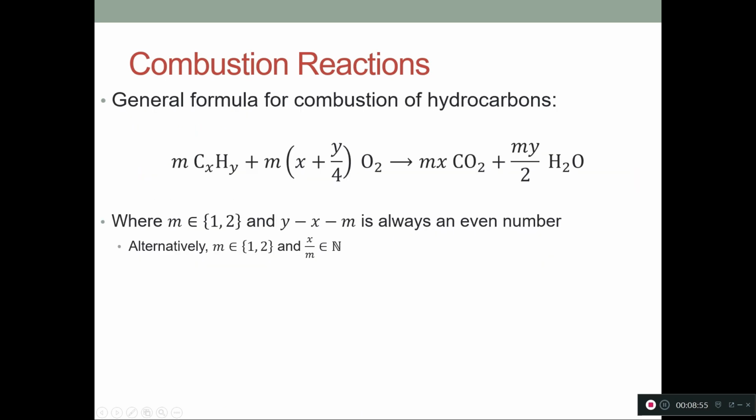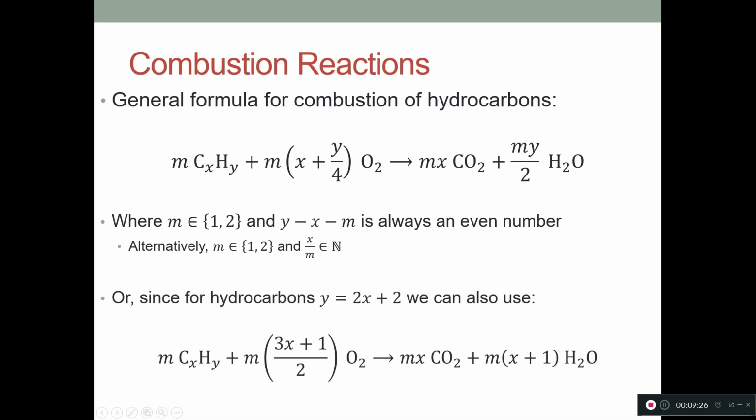And for the more mathematically inclined, you can use this general formula right here, where X is the number of carbons and Y is the number of hydrogens. And we see that M here is going to either be 1 or 2, and it has to be such that Y minus X minus M is always an even number, or that X divided by M is a whole number, not a decimal or fraction of some kind.